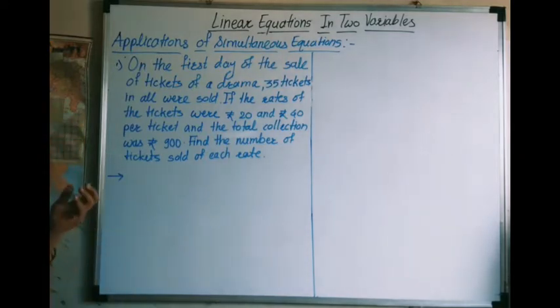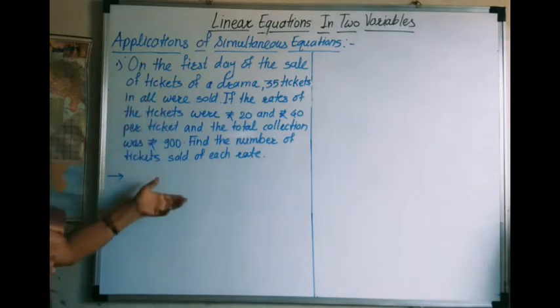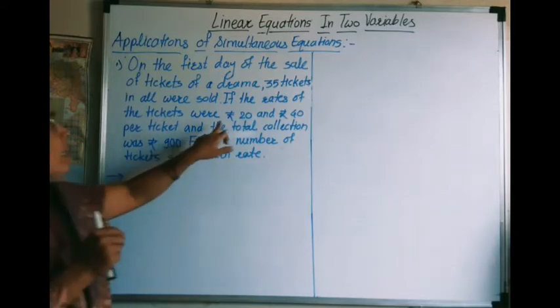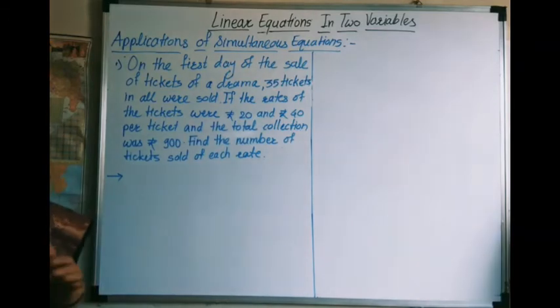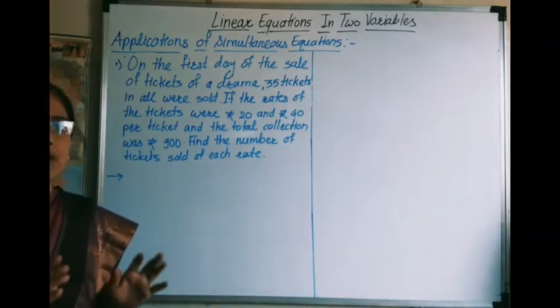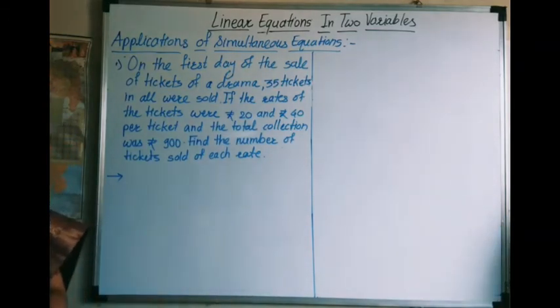Nowadays everyone watches movies, but here the example is given of a drama, and there are two different types of tickets. Their rates are different, here rupees 20 and here rupees 40. But how many tickets they sold is not given. So for that unknown number we have to consider variables.